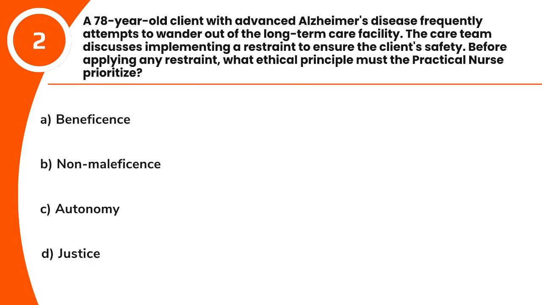Question 2. A 78-year-old client with advanced Alzheimer's disease frequently attempts to wander out of the long-term care facility. The care team discusses implementing a restraint to ensure the client's safety. Before applying any restraint, what ethical principle must the practical nurse prioritize? A. Beneficence. B. Non-maleficence. C. Autonomy. D. Justice.